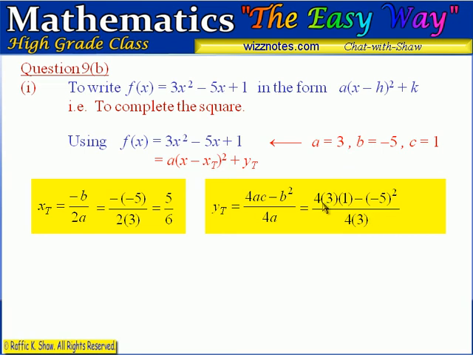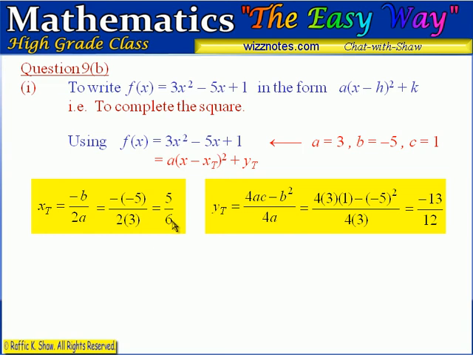And when we do this calculation here, this will be 4 multiplied by 3 multiplied by 1, that's 12. And here we are squaring -5, it becomes 25. So what we have on the numerator really is 12 minus 25. So 12 minus 25 is -13 on the numerator, and on the denominator is 4 multiplied by 3, which is 12. And so this works out to be -13 divided by 12.